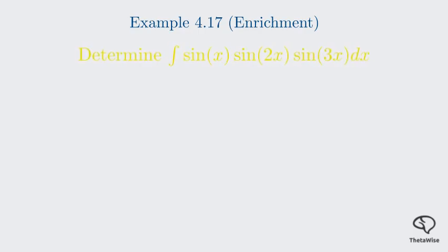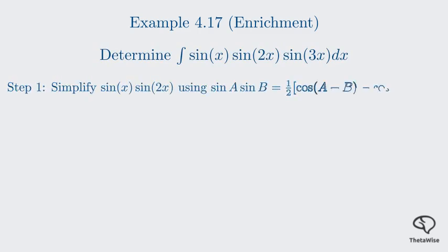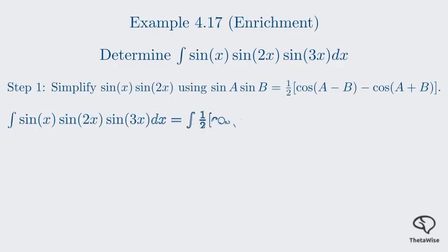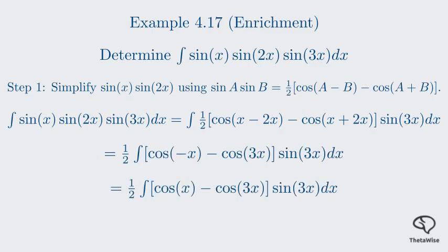Let's start with sine x times sine 2x. Using the identity sine A sine B equals 1/2 cosine of A minus B minus cosine of A plus B, we get 1/2 times cosine of negative x minus cosine of 3x. Since cosine is an even function, cosine of negative x is just cosine x. So, our integral becomes 1/2 times the integral of cosine x minus cosine 3x, all multiplied by the remaining sine 3x term. Next, we distribute the sine 3x.